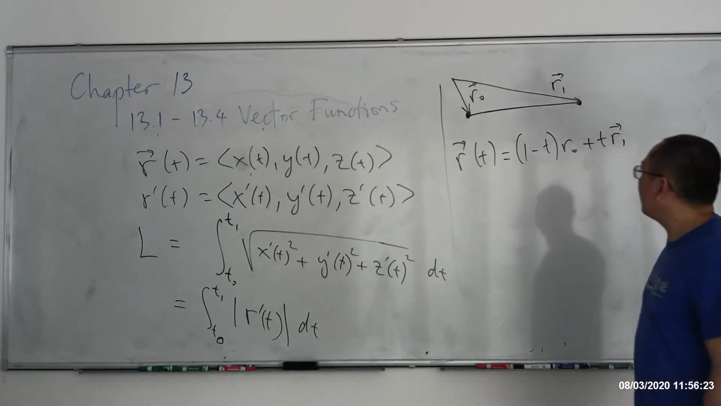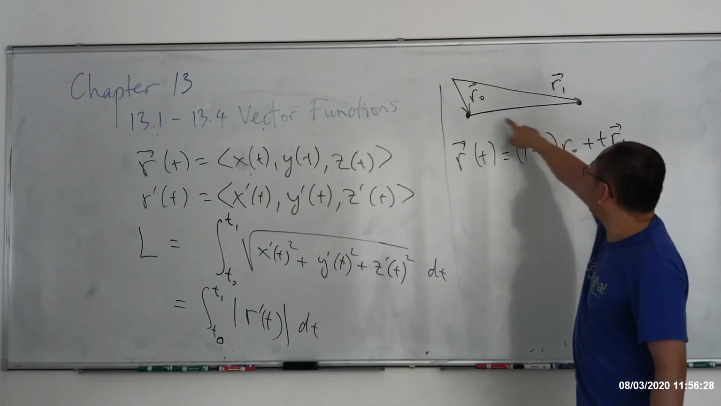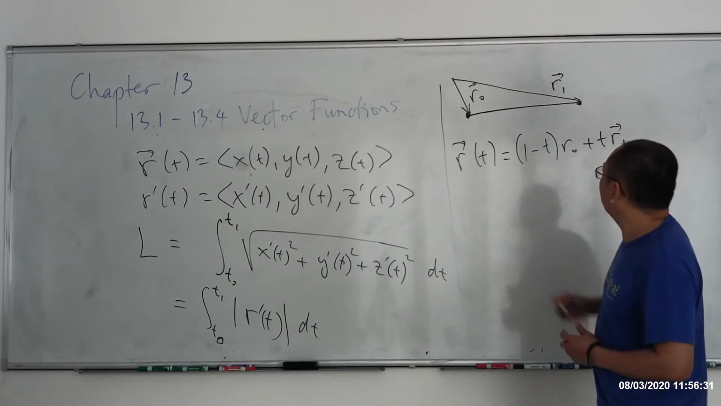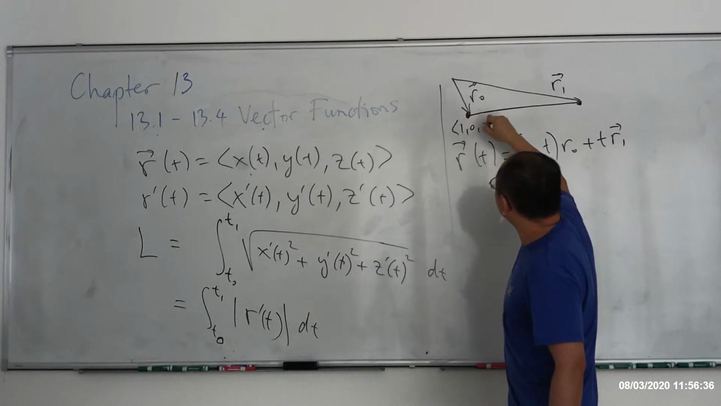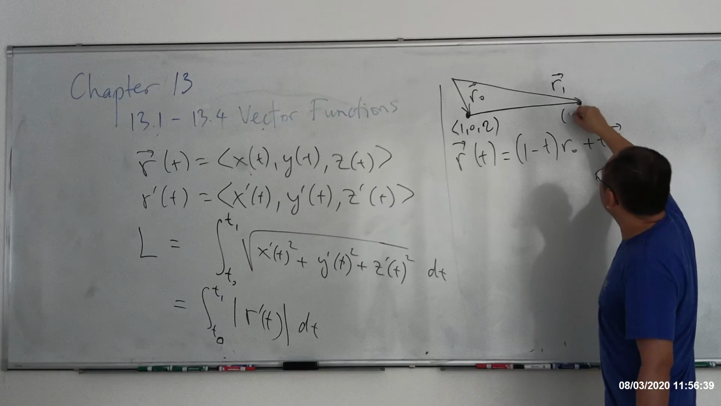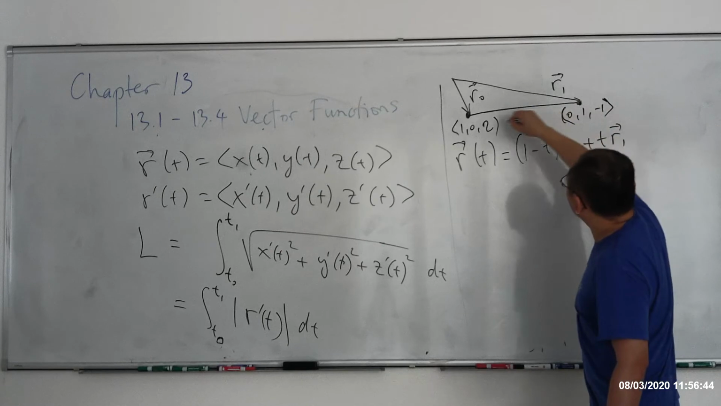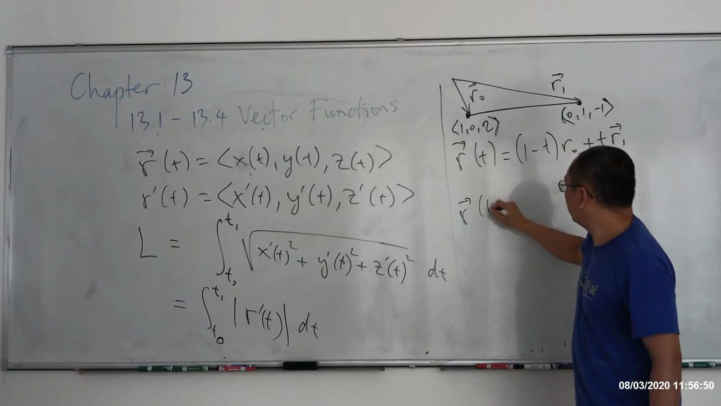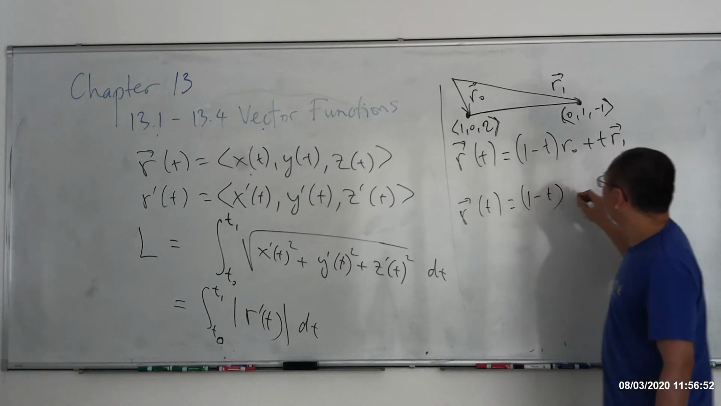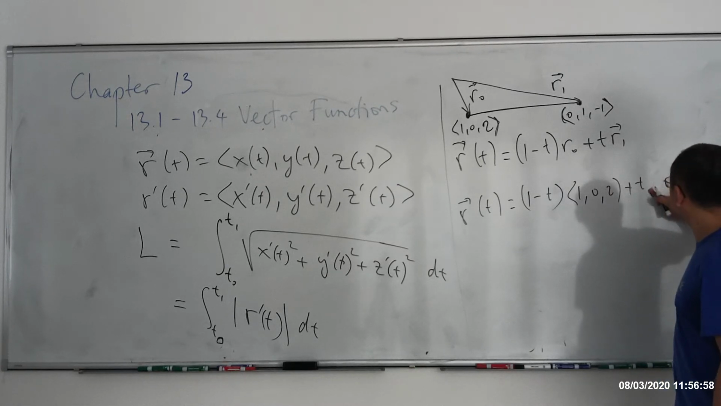I'll just try to write it down one more time, so it helps you get it better. Whatever r0 they give you, whatever r1 they give you, you can put it in. Say for example, I give you r0 as (1, 0, 2) and r1 as (0, 1, negative 1). Then vector r(t) is what? (1 minus t) times (1, 0, 2), plus t times (0, 1, negative 1). Right?